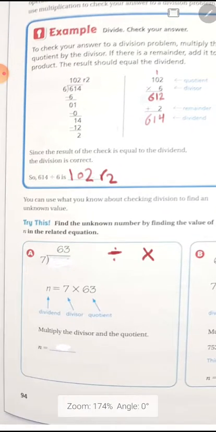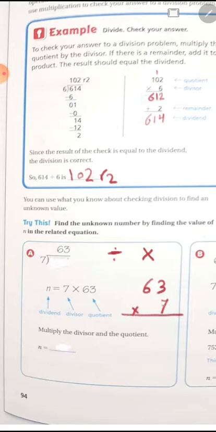So let's multiply 63 with 7. 7 multiplied by 3 equals 21. So I'll put 1 here and 2 above the tens. 7 multiplied by 6 equals 42, plus 2 equals 44. So 441, this is the dividend. So the dividend is 441.